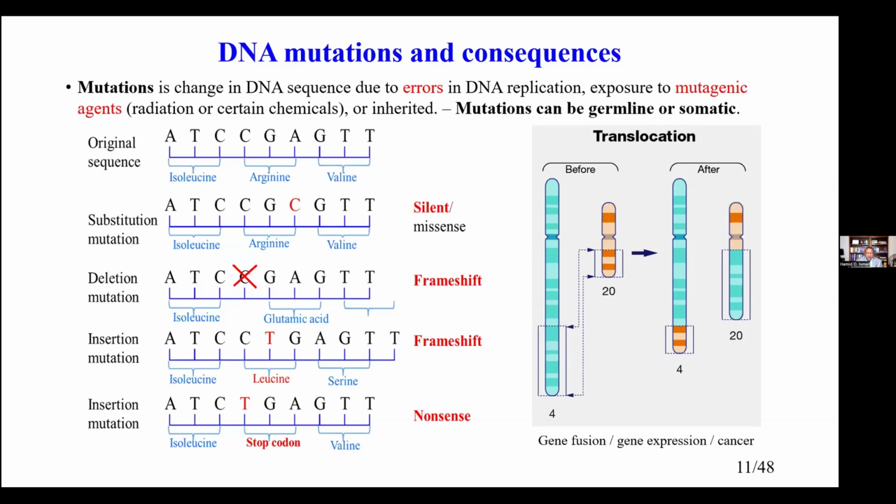Nonsense is when the mutation leads to a stop codon. Once it leads to a stop codon, it will lead to a truncated protein. The protein will not be complete, so it will not be functional. Finally, we find translocations, where pieces of chromosomes can be exchanged. Some of them are not lethal, but some of them have a pathogenic effect, depending on whether any genes are affected.